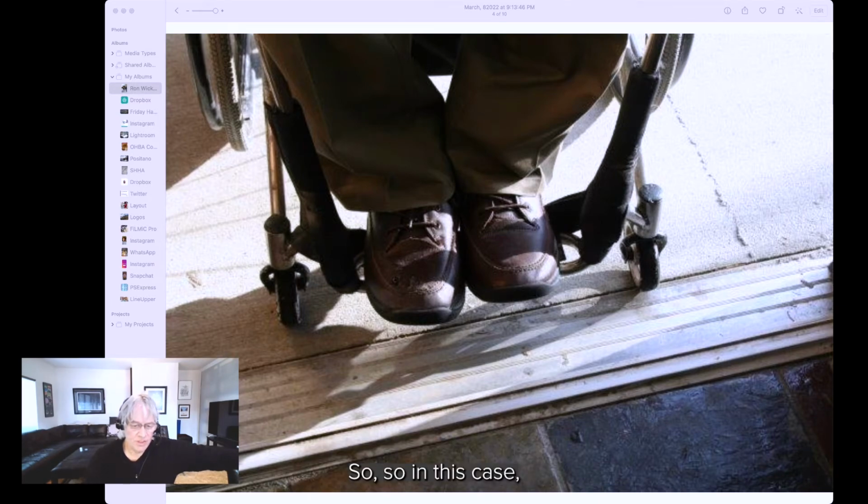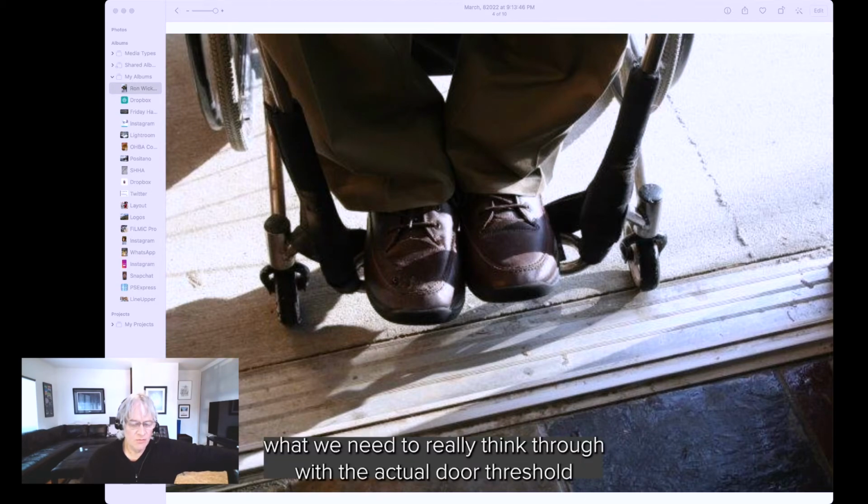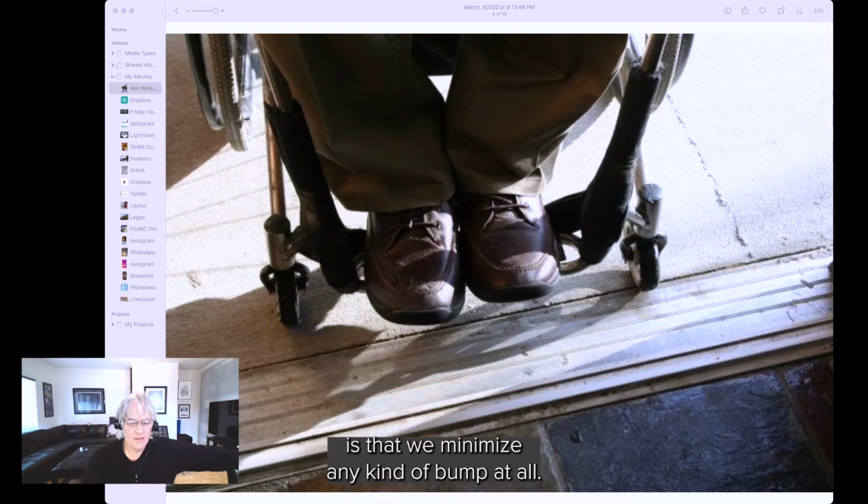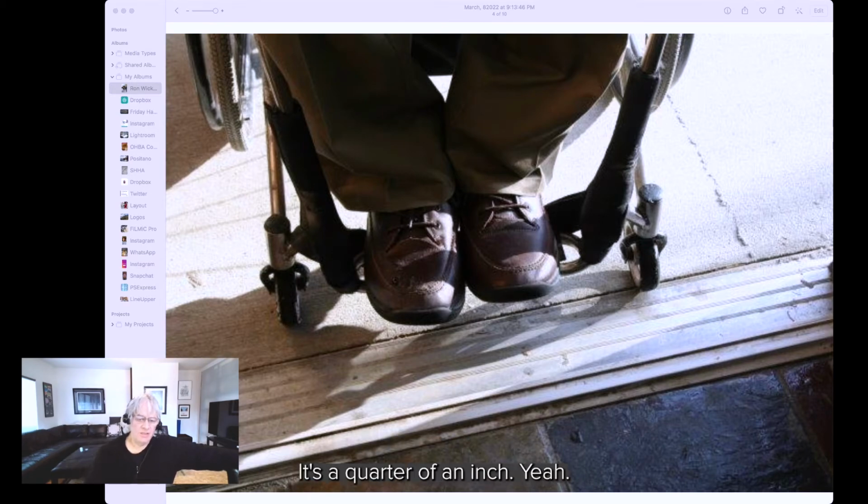So in this case, what we really need to think through with the actual door threshold is that we minimize any kind of bump at all. What is that, about a quarter of an inch? It's not even a half inch, is it? It's a quarter of an inch, yeah, at the door threshold.